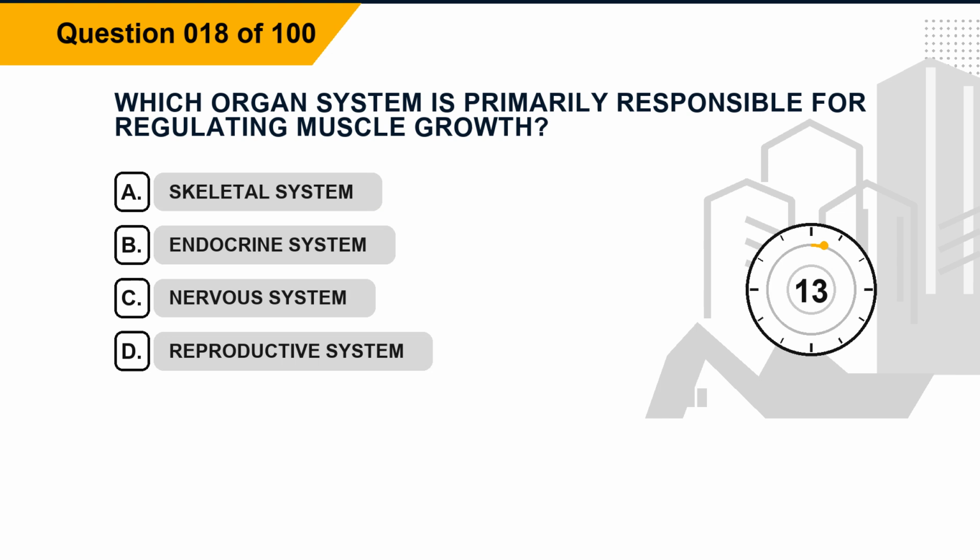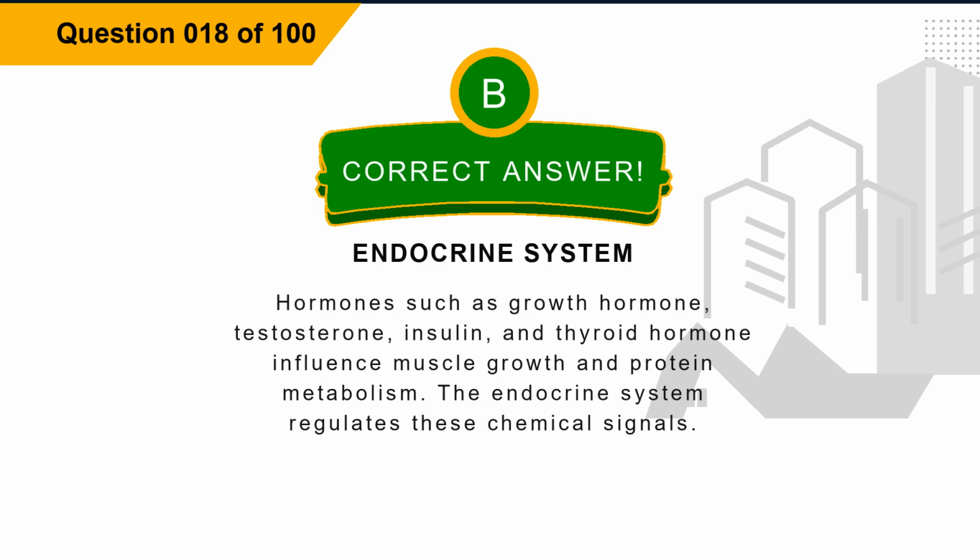Question 18. Which organ system is primarily responsible for regulating muscle growth? Option A, skeletal system. Option B, endocrine system. Option C, nervous system. Option D, reproductive system. The correct answer is option B, endocrine system. Explanation. Hormones such as growth hormone, testosterone, insulin, and thyroid hormone influence muscle growth and protein metabolism. The endocrine system regulates these chemical signals.